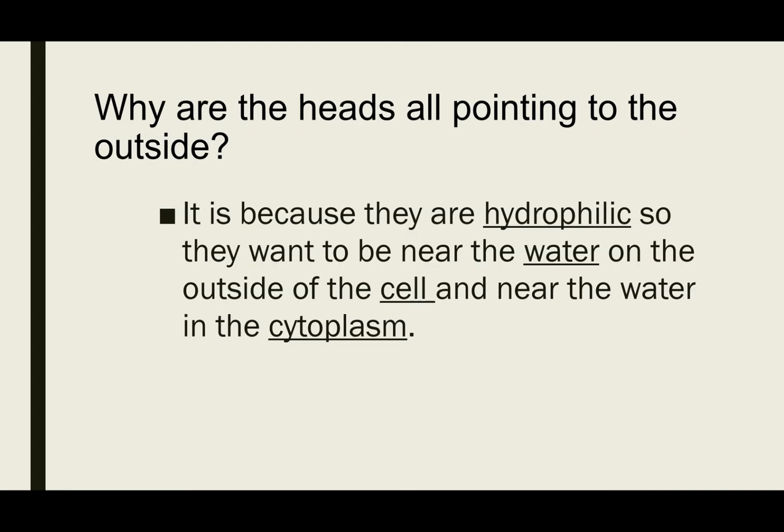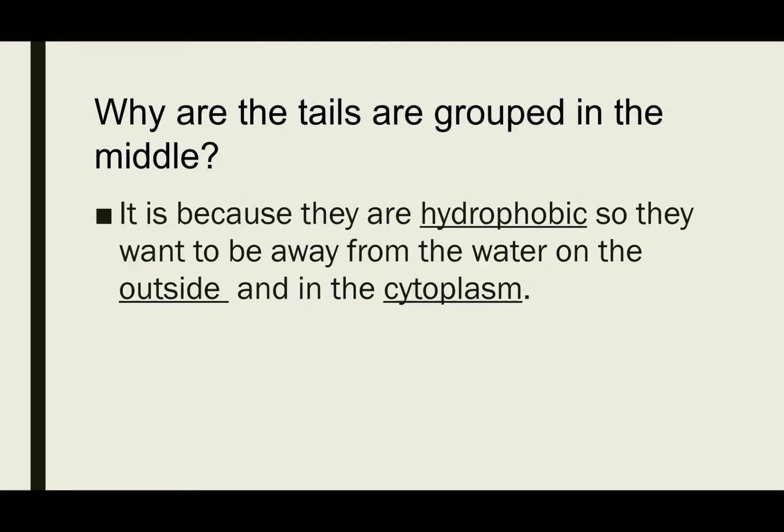So let's go over what we just said. Why are all those heads pointing to the outside? Well, it's because they're hydrophilic. So they want to be near the water on the outside of the cell and near the water in the cytoplasm. So they want to be on both sides, inside the cell and outside the cell. And the opposite, why are all the tails grouped in the middle? Well, it's because they're hydrophobic. So they want to be away from the water on the outside and away from the water in the cytoplasm. So that leaves them with being grouped in the middle. Now that's not all that the cell membrane is.